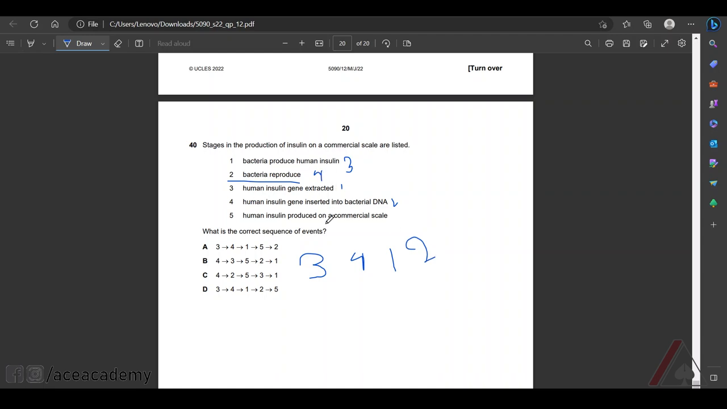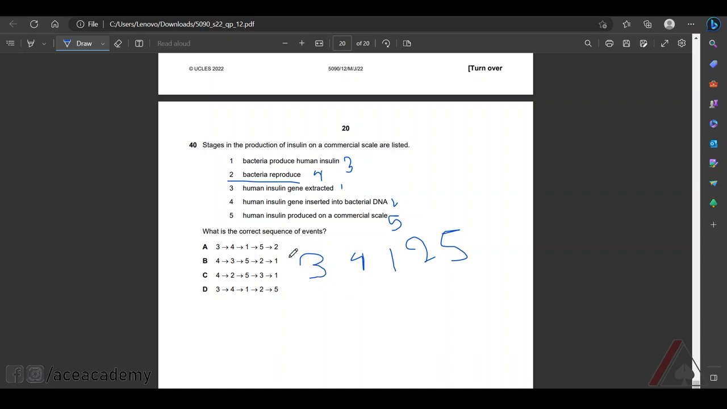And our final stage is human insulin produced on a commercial scale. That is actually the correct final step, because when the bacteria reproduce, the whole population produces insulin, and this insulin is collected for commercial sale. So our final stage is number 5. 3-4-1-2-5. That should be our correct sequence.